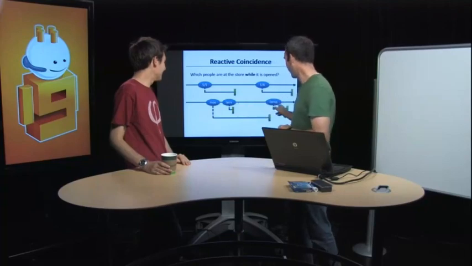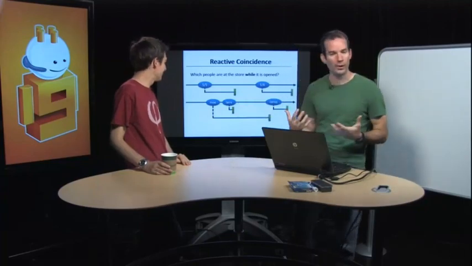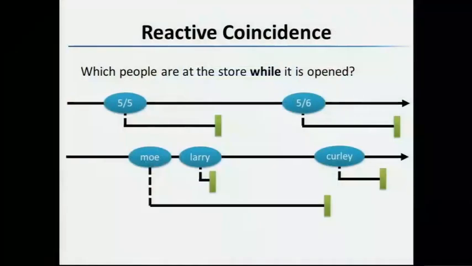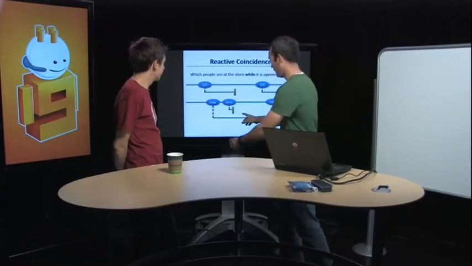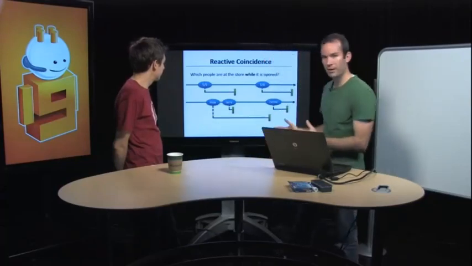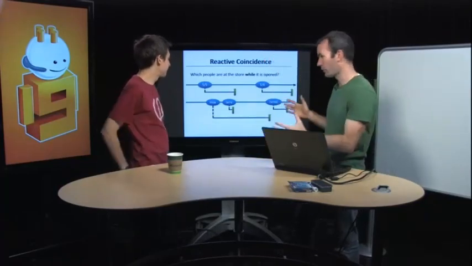Then there's Larry and Curly. And so you can compute when they're at the store at the same time as it's open. The way you do this is by checking when there's two different event streams here, right? You compute when the two things coincide. So for example, when this line coincides with this line, that period of time right here shows that they're actually overlapping, and that's when they're actually coinciding.